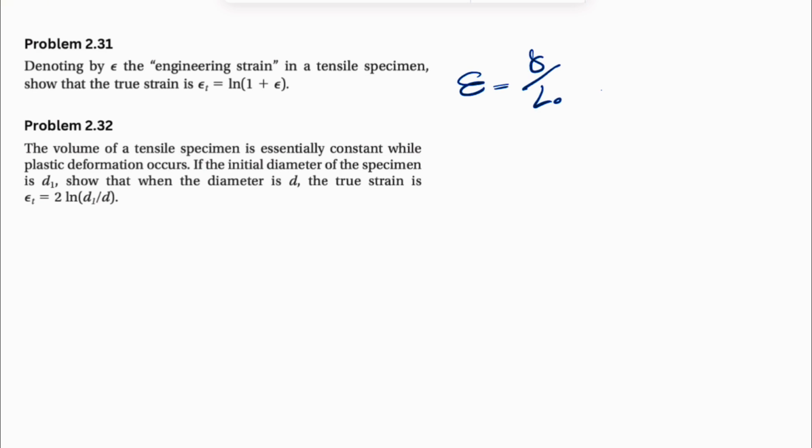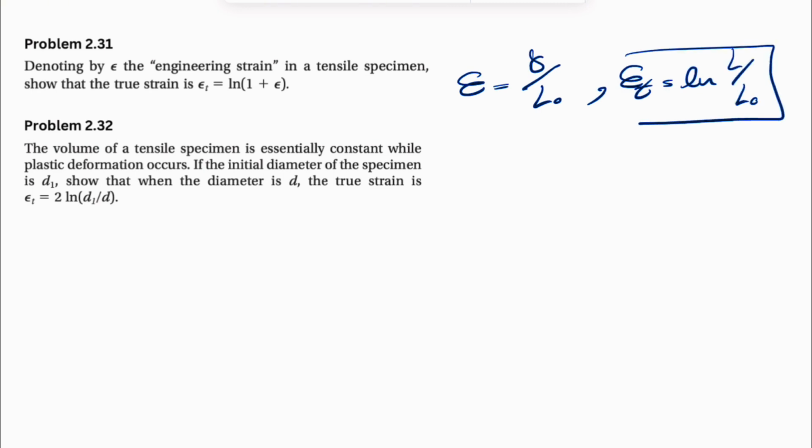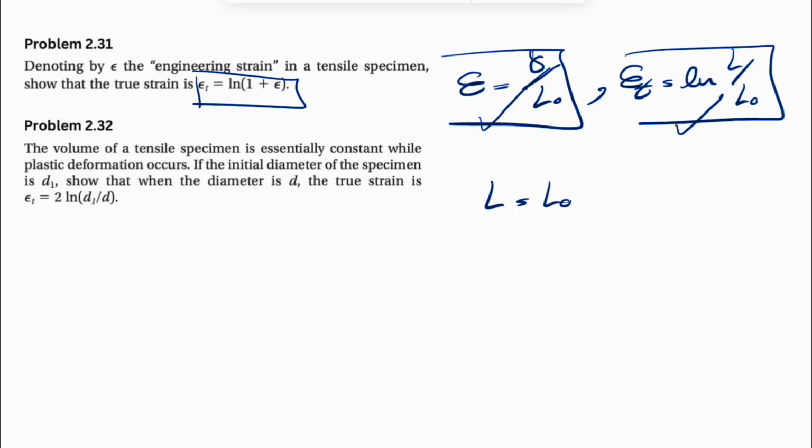The difference here is that for true strain, epsilon t is defined as the natural log of L over L0. So we need to memorize these two formulas. We saw this a lot in the previous videos, but that's the formula we have for true strain. Starting from this formula, we need to get to natural log of 1 plus epsilon. We know that L is L0 plus the elongation or deformation that we have, so I'm just going to rewrite that.